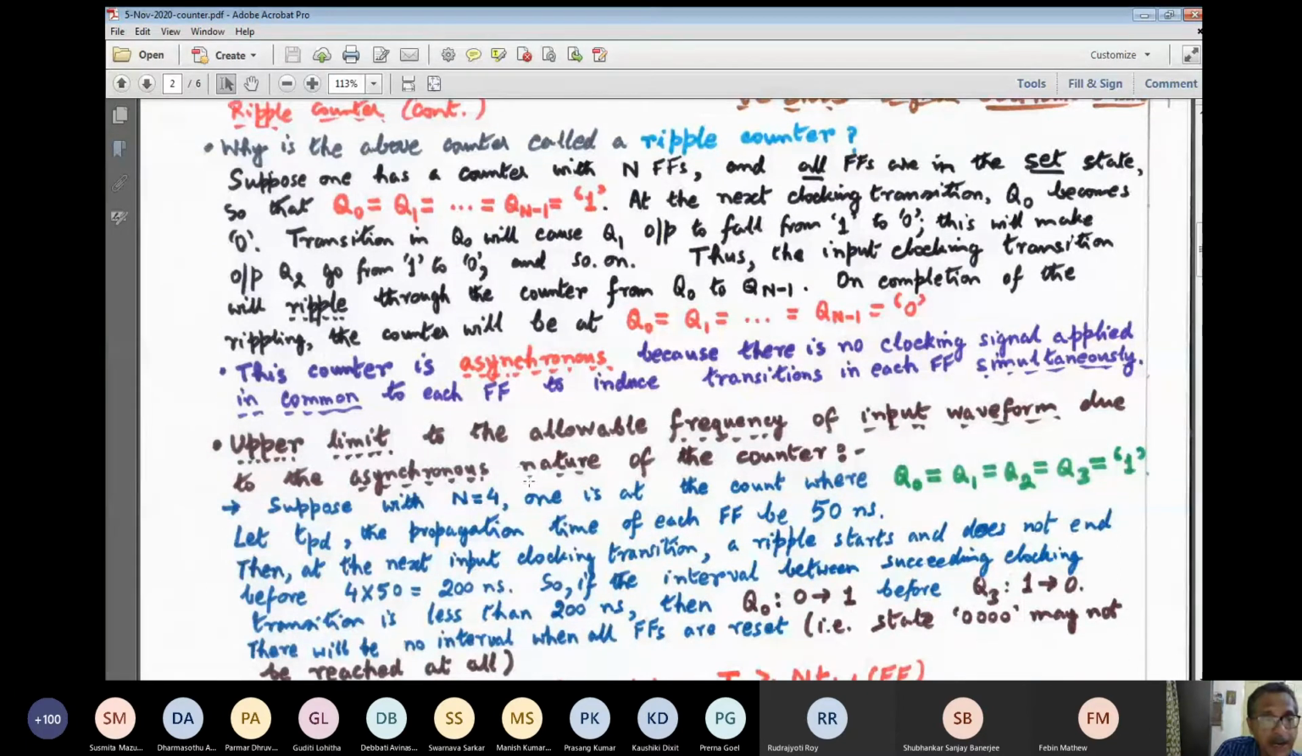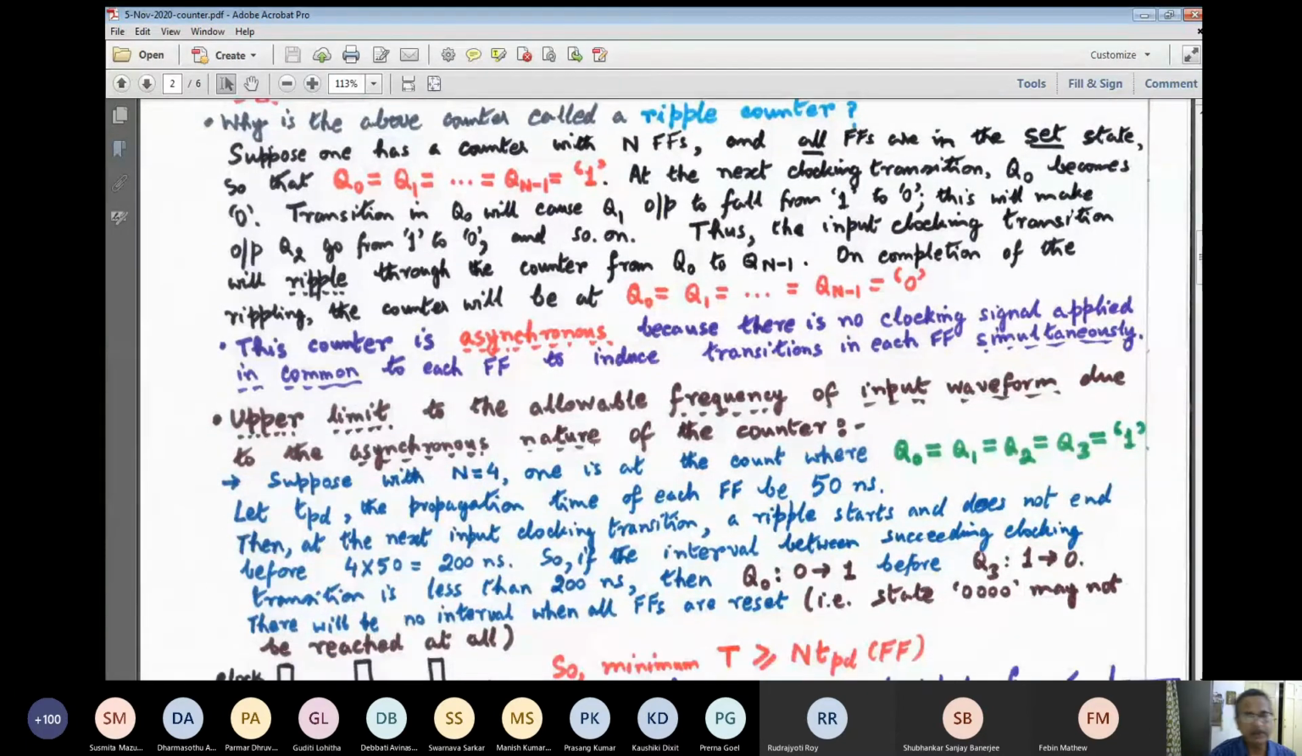And what is the upper limit? Now there is the important question: the upper limit to the allowable frequency of the input waveform. You can subject a circuit to all possible clock frequencies, but not all frequencies will give you all the states. So we take up the clock frequency which gives us all possible states, because unless we can do that, the counter will become useless. Having designed the counter and subjected it to clock signals of various frequencies, we find out the maximum allowable frequency.